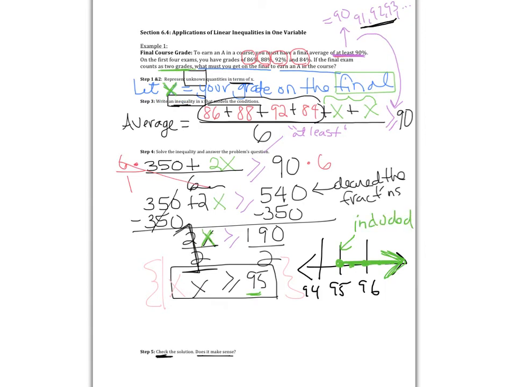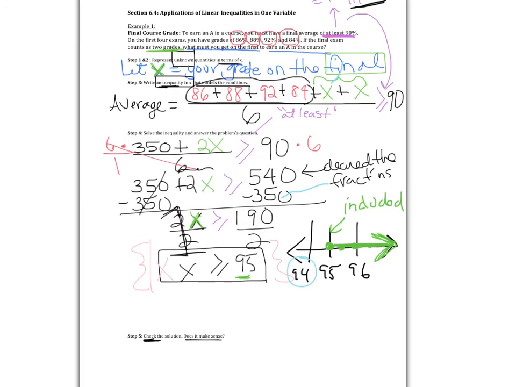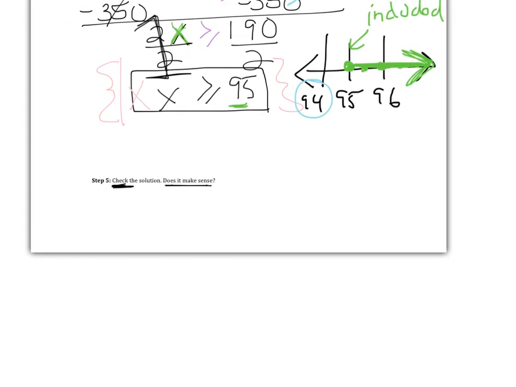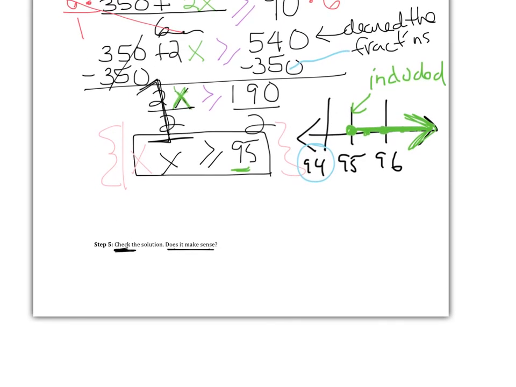If I get a 94, that's not what I want. If I get a 94, I'm not going to get an A in the course. Okay, so there's a big picture. To check your solution, sorry, I'm still getting used to this.